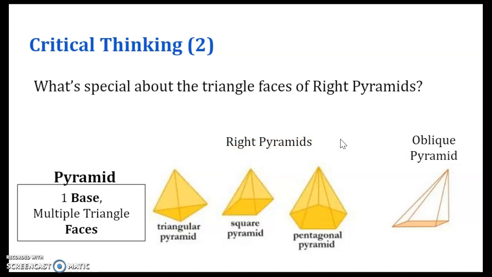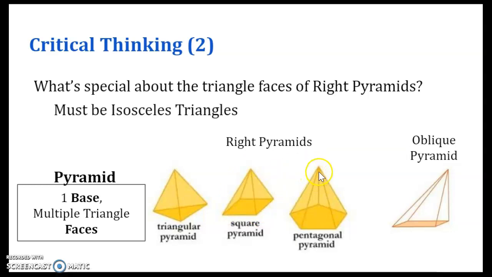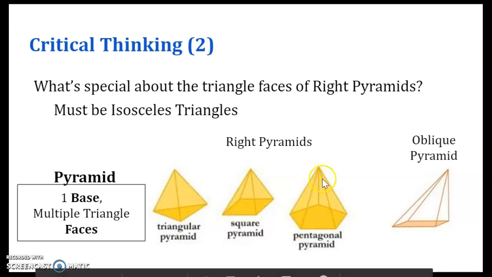So what's special about the triangle faces of right pyramids? Just look at this. See if you can see anything special about these right pyramid faces. Okay, they must be isosceles triangles. So this side and this side need to be equal in length. This side and this side have to be equal in length, and this side has to be equal in length.